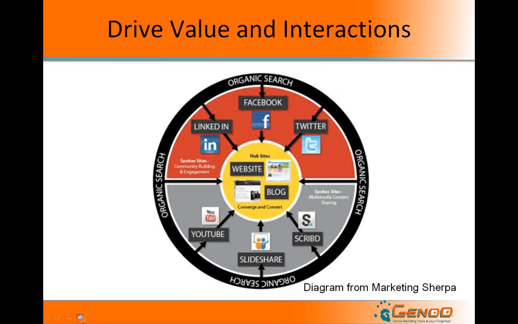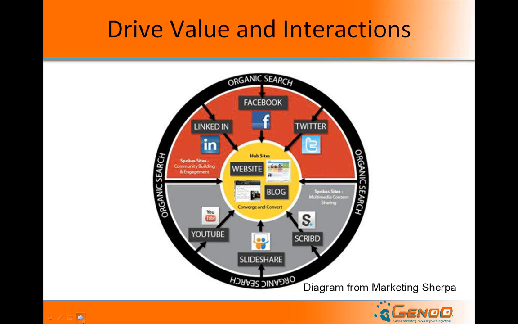And that brings us to driving value and interactions. Now, this diagram I took directly from Marketing Sherpa, and it's a great diagram, the hub and spoke, basically, where I've been talking about, you know, you have search engine optimization, you've got social, and then you've got your blog and your website or your landing pages and your microsite, whatever you want to call them, that's the hub, right? The spokes are all the ways that you're going to engage people with social, and then organic search is all the ways that people are going to be able to find and engage with your content.